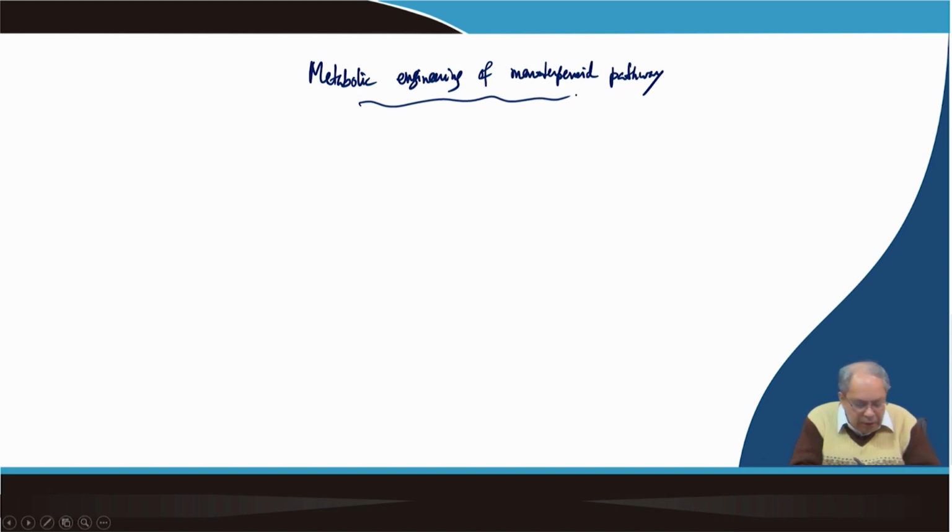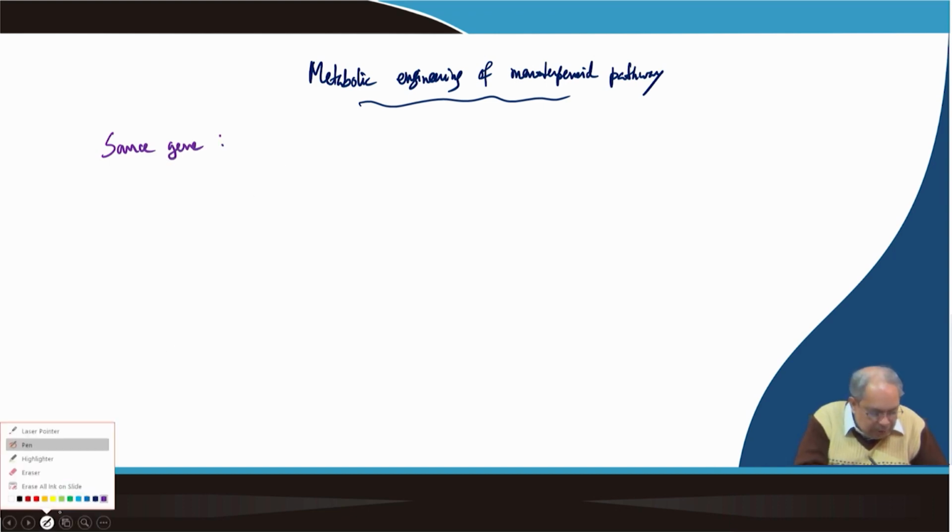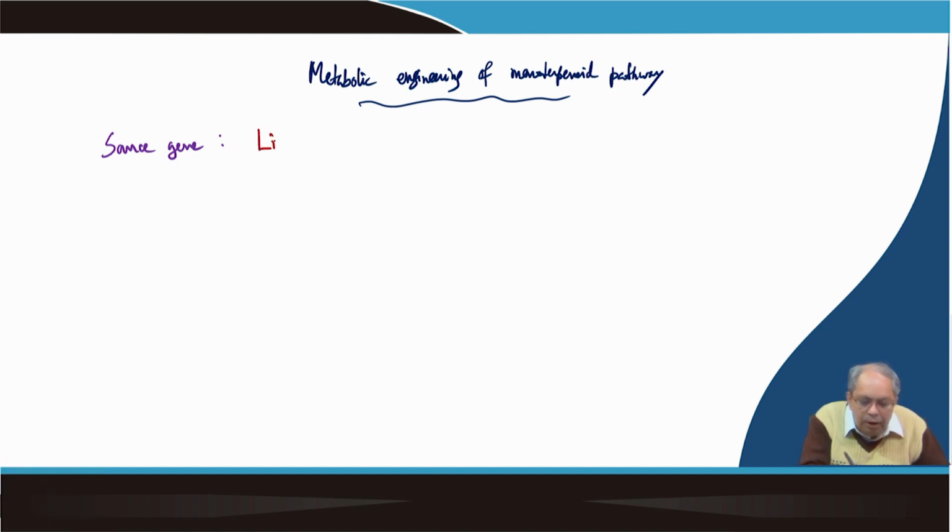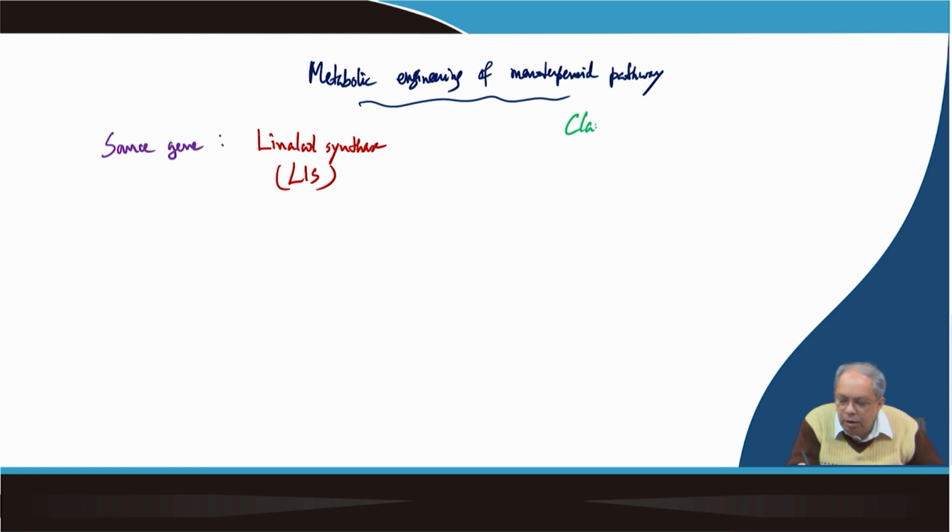First of all, what is the target? What scientists wanted to achieve? So, first of all they wanted the source gene. Source gene is linalool synthase, LIS. Now, one information I need to tell you is that the linalool synthase gene was isolated from a plant called Clarkia breweri.